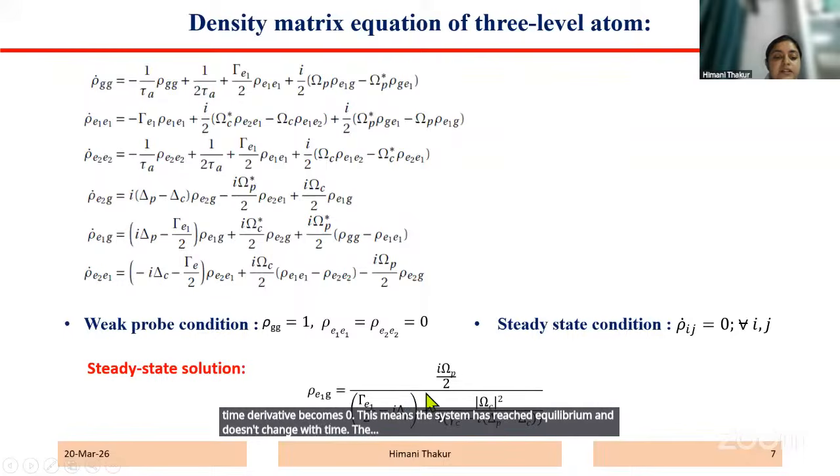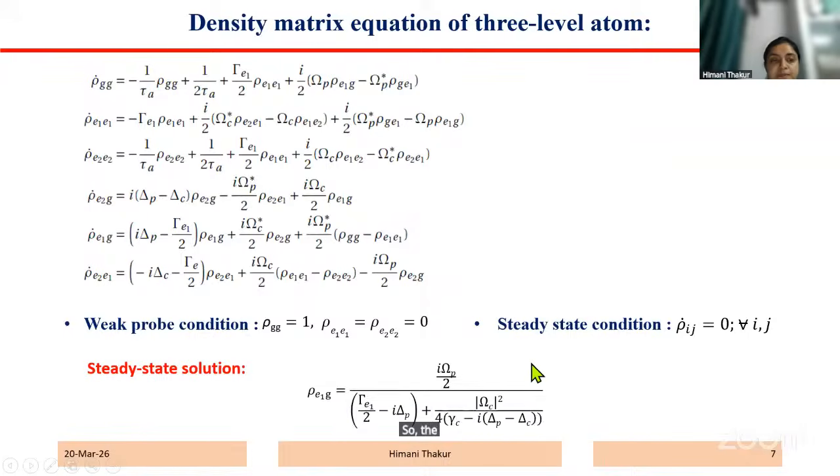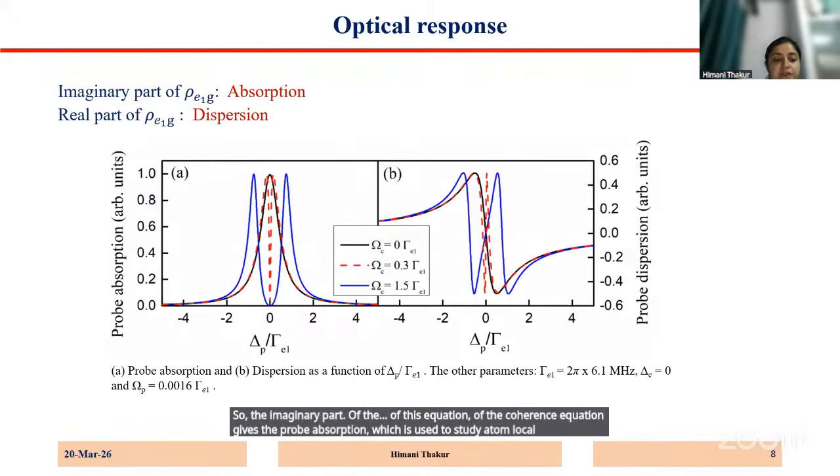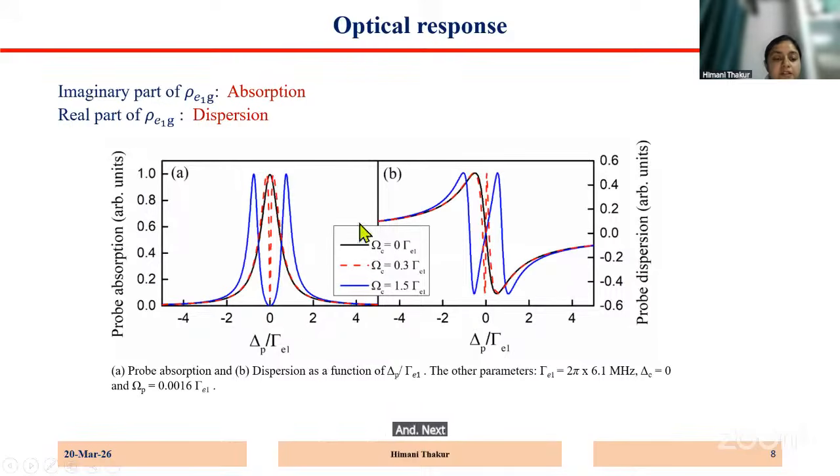From all these conditions, we obtain an analytical expression for rho e1g, which represents the coherence between the ground and excited state. So the imaginary part of the coherence equation gives the probe absorption, which is used to study atom localization. And next, I will discuss this figure.